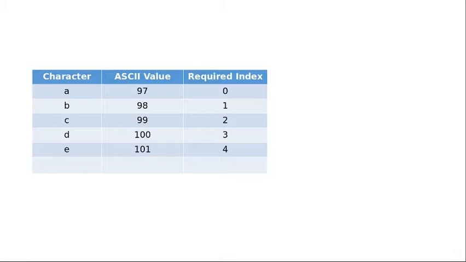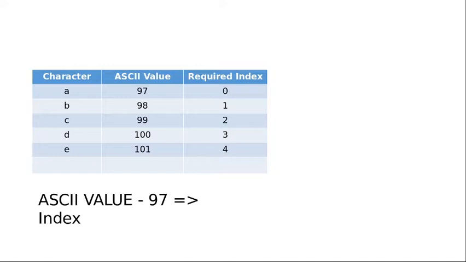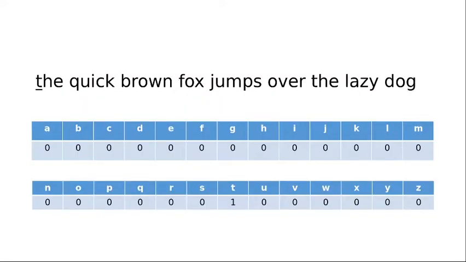Given 97, it should get 0. Given 98, you should get 1. Given 99, you should get 2. In order to perform this, we just require a simple subtraction. Whatever the ASCII value of that alphabet is, minus 97, you get the index. Clear? Remember, in case you are considering uppercase, then it should be minus 65 because it's from 65 to 90.